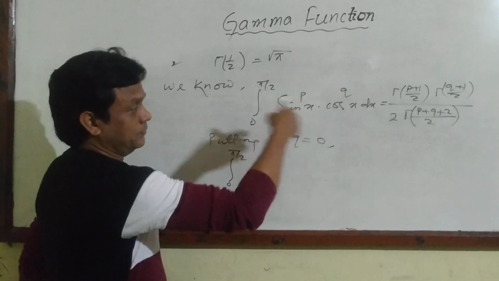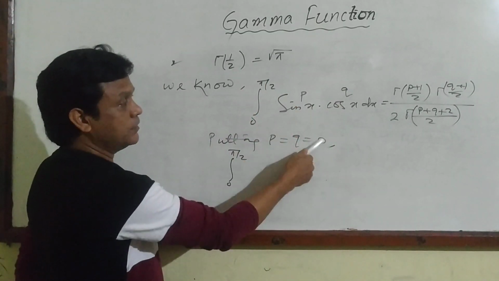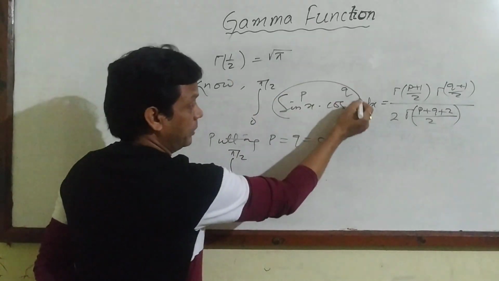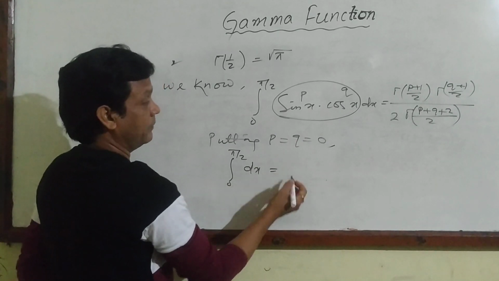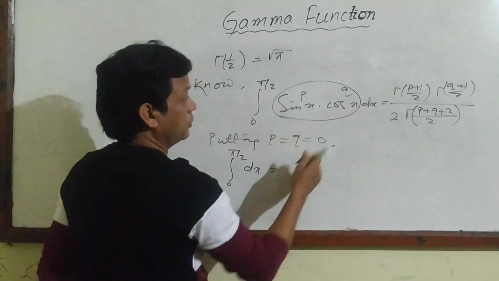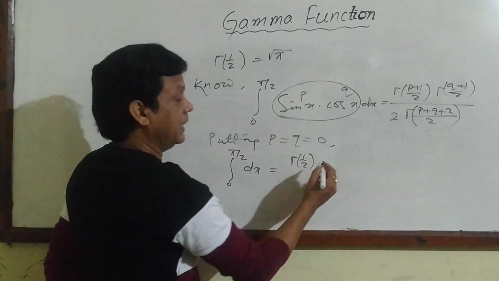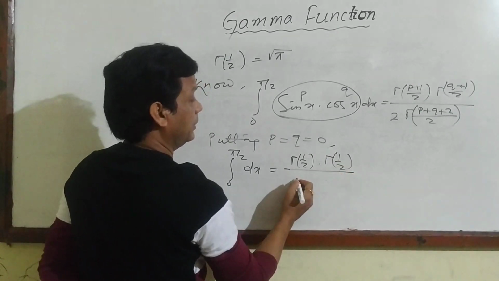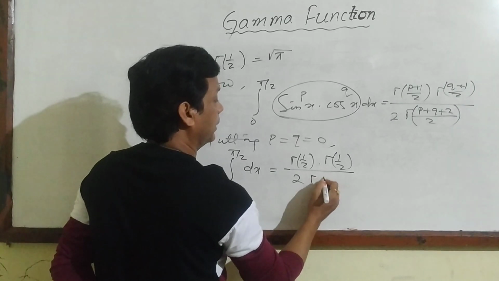And this is a very interesting proof I am telling you. Sin x to the power p, that means p is 0. So sin x to the power 0 is 1. Cos x to the power 0 is 1. So this total part becomes 1. So dx remains. And if you put p is equal to 0, gamma of half. Okay. Then again, second part is gamma of half divided by twice of gamma of (p plus q plus 2) by 2, p is equal to 0, q is equal to 0. So 2 by 2 is 1, gamma of 1.